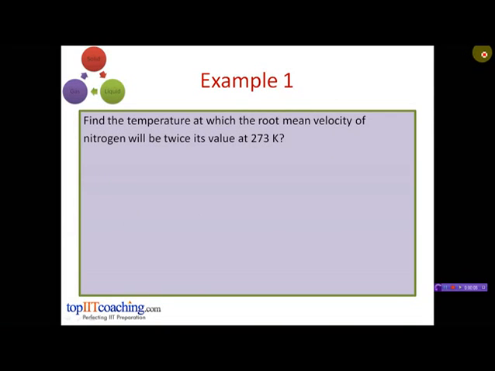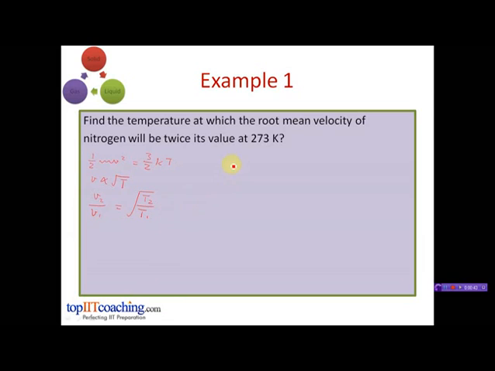Let's take an example. We have to find the temperature at which the root mean velocity of nitrogen will be twice its value at 273 Kelvin. Now we know that half mv squared is equal to 3 by 2 kT, or V, that is the root mean square velocity, is proportional to under root T, where T is the temperature. So we can write V2 upon V1 is equal to under root T2 upon T1.